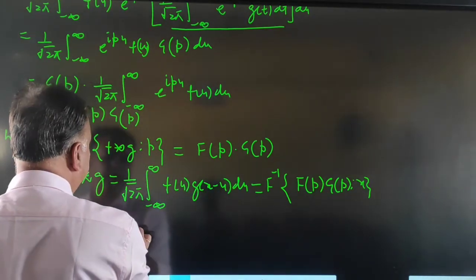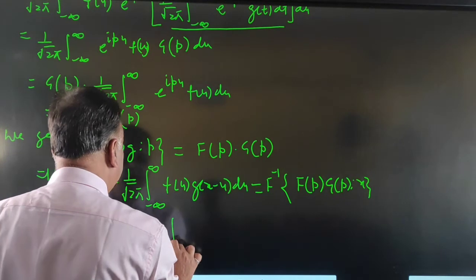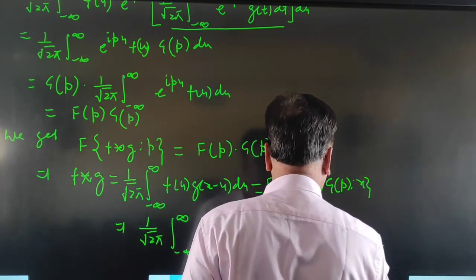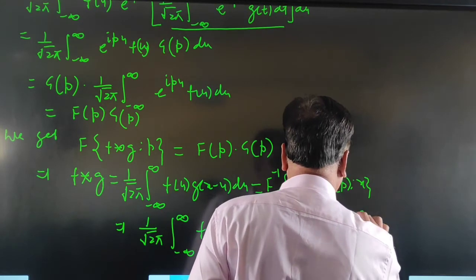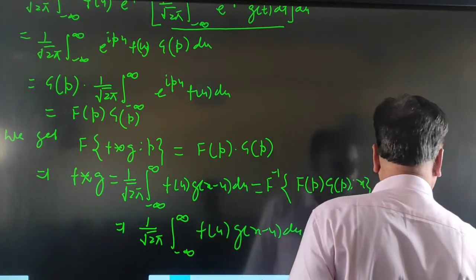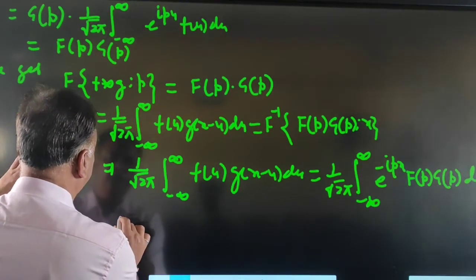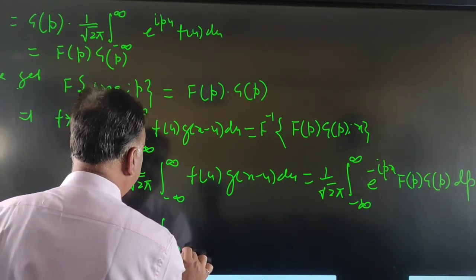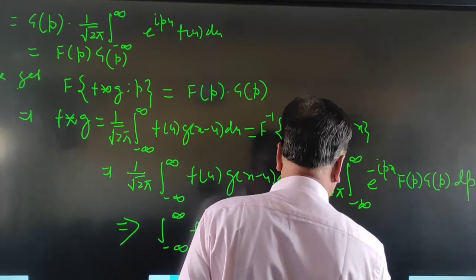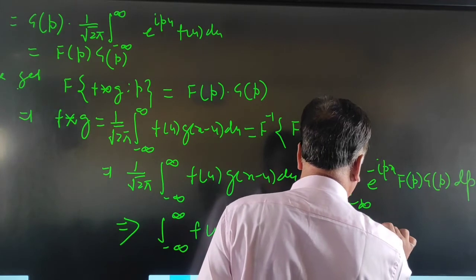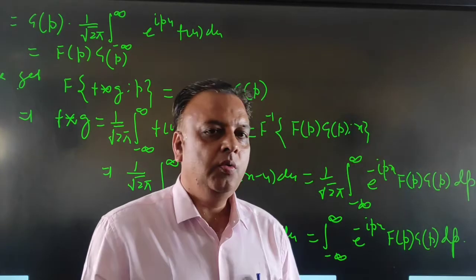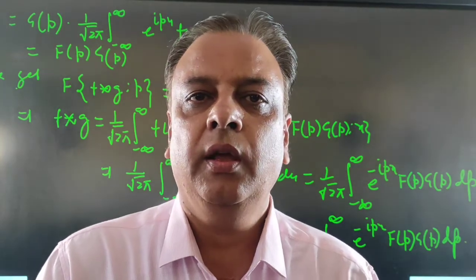Or we write the inverse Fourier transformation, we get 1 upon root 2 pi integral from minus infinity to infinity f of u g of x minus u du is equal to 1 upon root 2 pi integral from minus infinity to infinity e raised to minus iota px f of p into g of p into dp. Or this is equal to integral from minus infinity to infinity f of u g of x minus u du is equal to integral from minus infinity to infinity e raised to minus iota px f of p g of p dp, which is the required convolution theorem for the Fourier transformation.